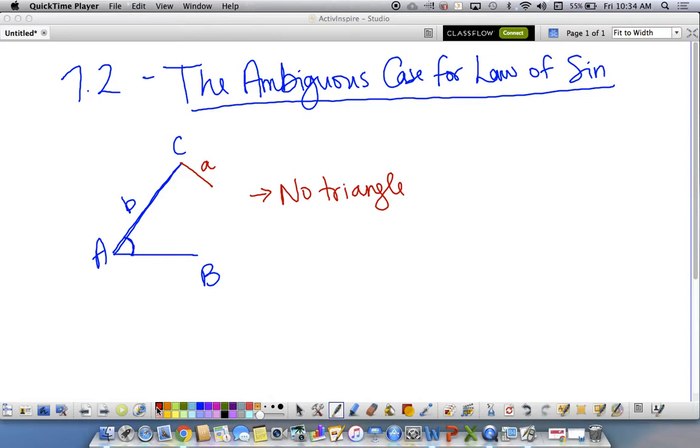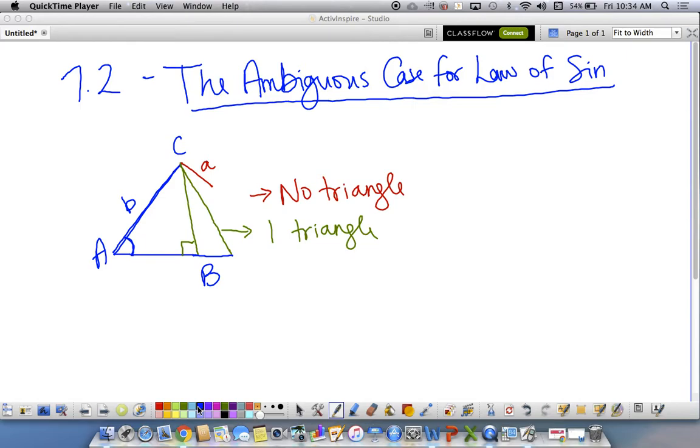What if side A goes straight down? We're going to pretend that went at a right angle. Then that would make one triangle. Or even if it wasn't at a right angle and it went farther out, but it's still connected to this B, we would still have one triangle available.